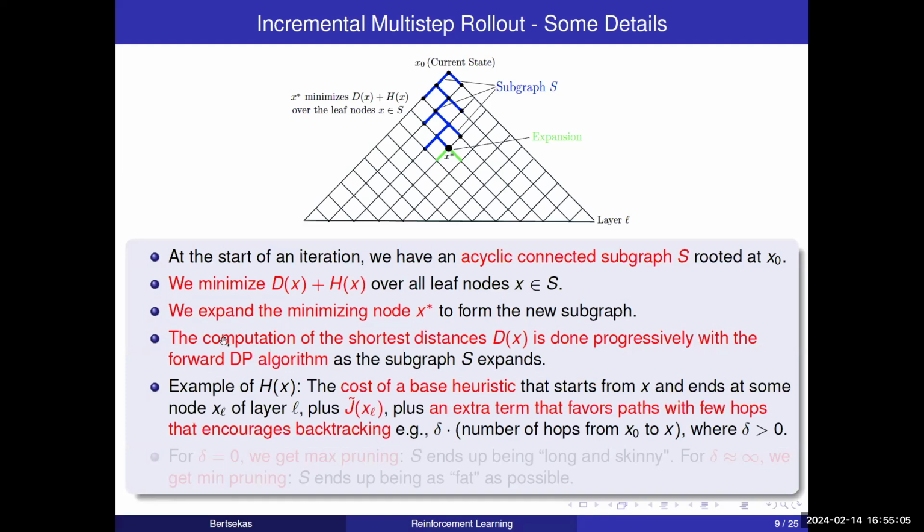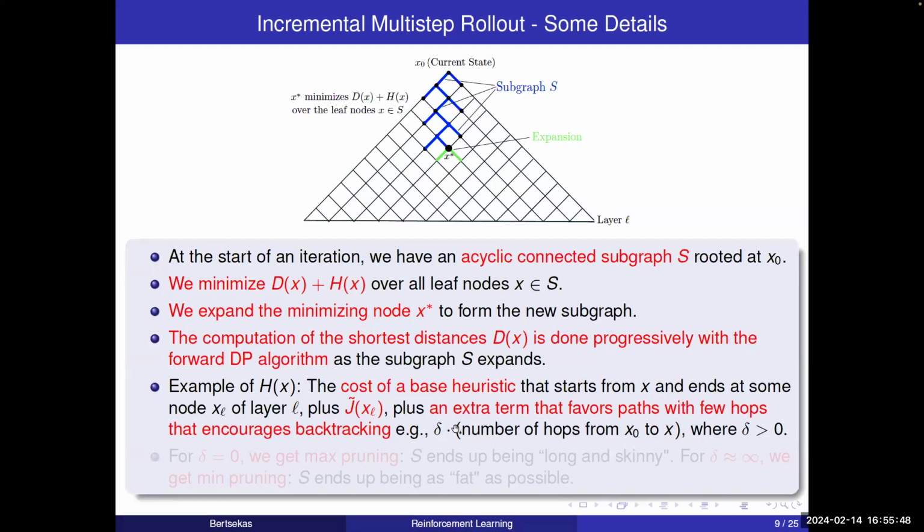And let me give you an example of a heuristic that gives a cost of going from a state x to a node in layer L. So the heuristic is given by the cost of a base heuristic that starts from x and ends at some node in layer L, however you define that, plus a terminal cost function approximation, plus an extra term that favors paths with few hops and encourages backtracking. So this extra term serves as a mechanism to help us systematically backtrack in some parameterized way.